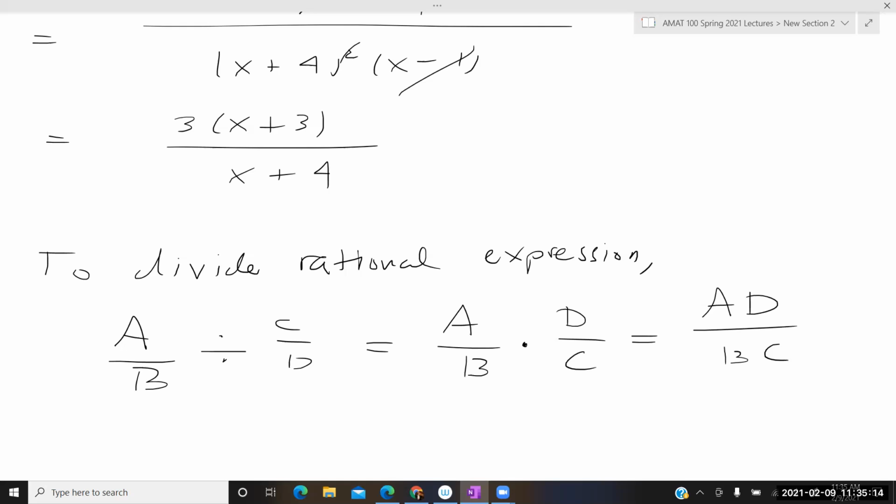So I won't go through an example because it's basically going to be the same thing as the case of multiplication.